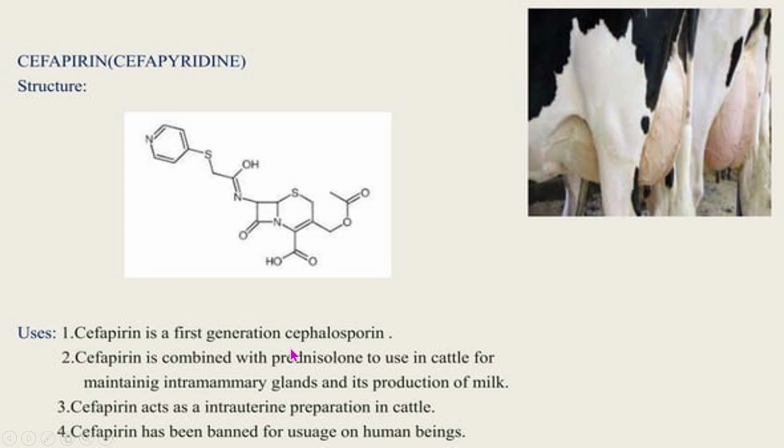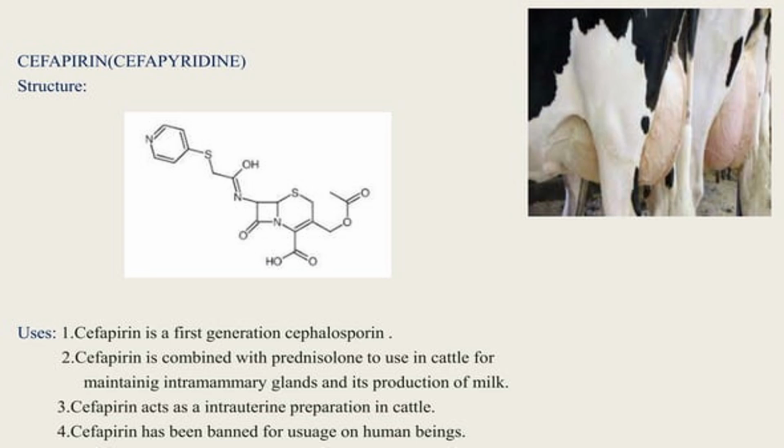Cefapyridine is a first generation cephalosporin combined with prednisolone for use in cattle, for treating inflammation of the inflammatory glands and its effect on milk production. That means they are used to treat inflammations of those glands which are involved in the production of milk in cattle.